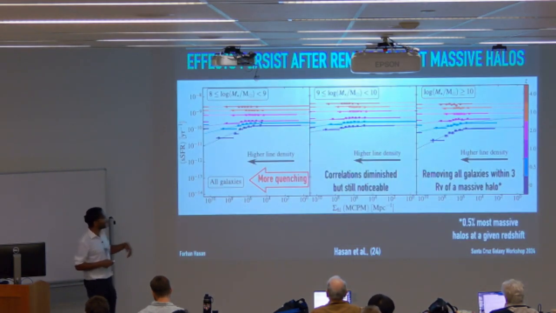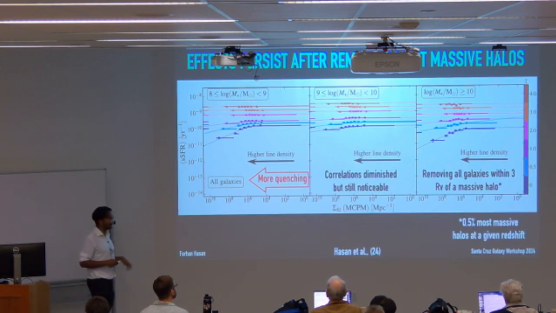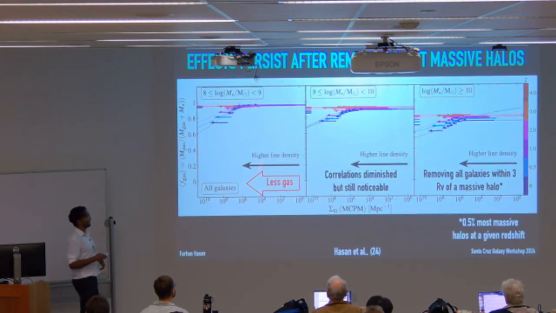And a quick note, this effect persists even when we remove all galaxies within 3 virial radii of the most massive halos at a given redshift, right? The correlations are diminished, but there's still more quenching in high line density filaments at low redshift, and there's still less gas in high line density filaments at low redshift.